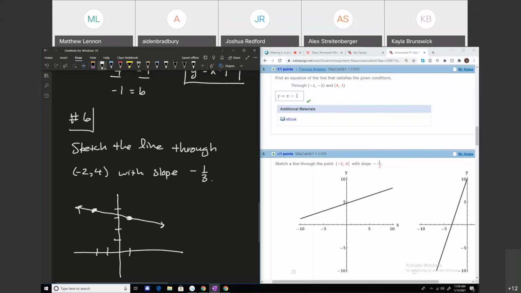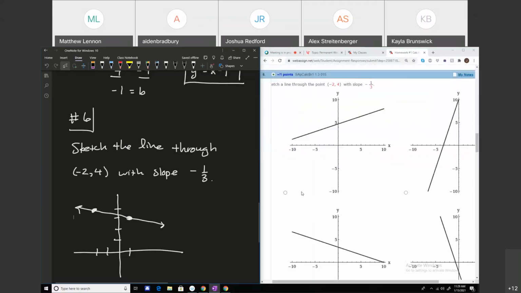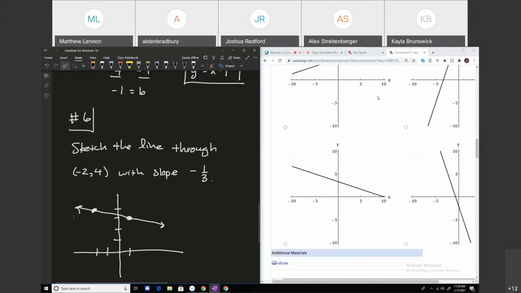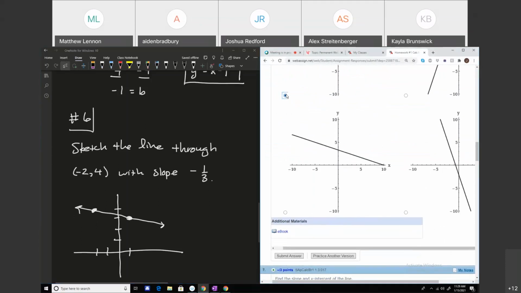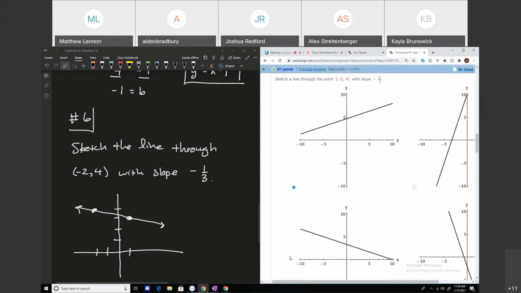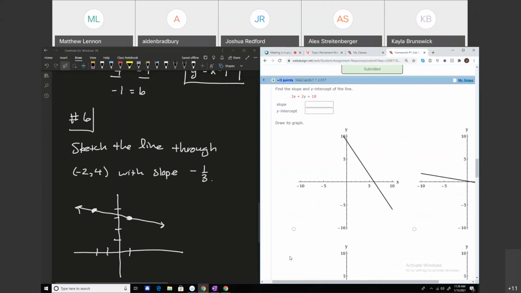So we're going to be looking for a similar picture. Again, negative slope means it must be downward, so we could rule out the first two pictures immediately. Ours looks most similar to this one. Okay.